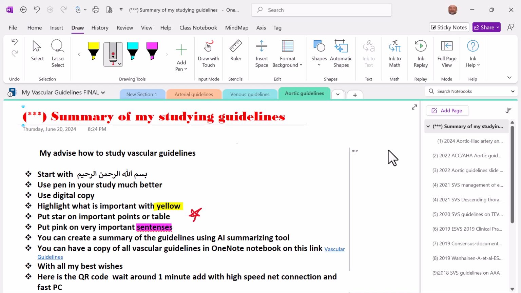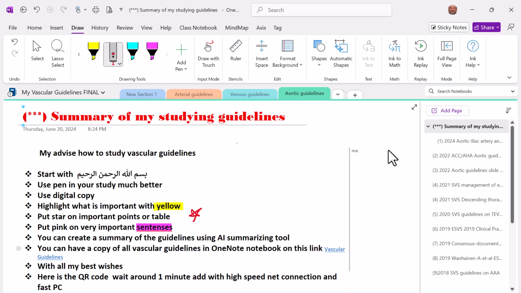The beauty of having a digital format is you can highlight, as I will show you. Important points, you put in yellow. You can put a star on what is very important for you to memorize. And the vital information, you can put in pink. This is usually my code. And you can use artificial intelligence to create a summary. This is one of the recent tools that will summarize your guideline.